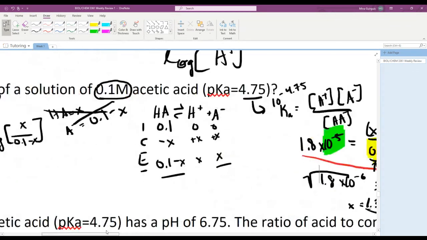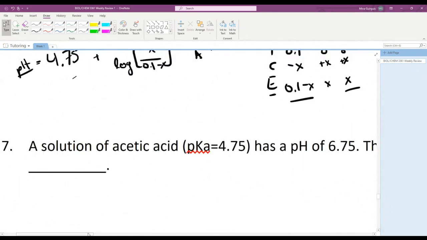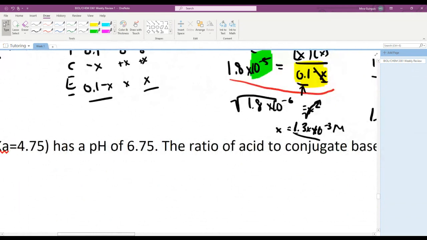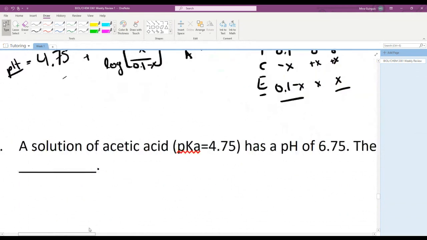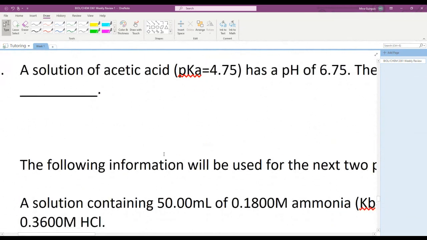All right, this next question is very similar. A solution of acetic acid, which it gives us the pKa again, has a pH of 6.75. The ratio of acid to conjugate base is blank, okay? So this is a Henderson-Hasselbalch equation.